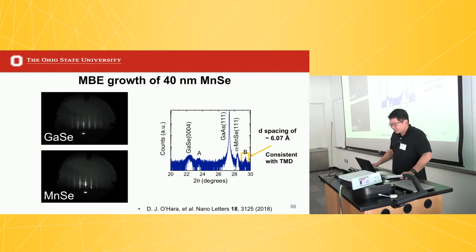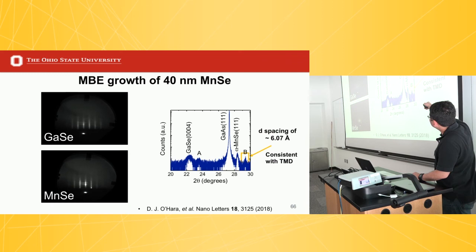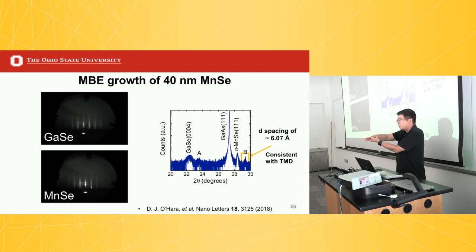And what we learned is that in X-ray diffraction, we see this big peak, and this is from alpha manganese selenide 111. So it converts from whatever is growing at the start to this rock salt phase, and it becomes very thick and actually stays of good quality. And then there's another peak here, which is consistent with TMDs and so forth. But let me just keep going here.